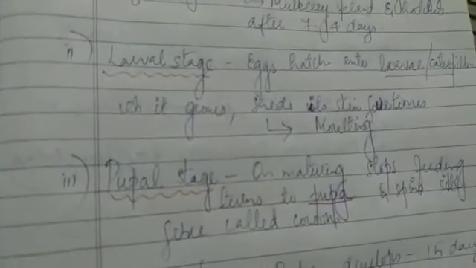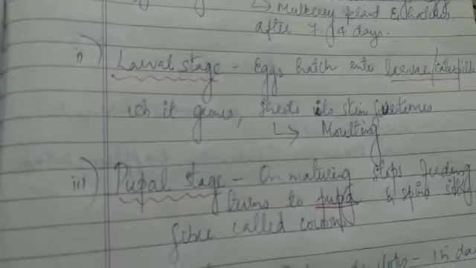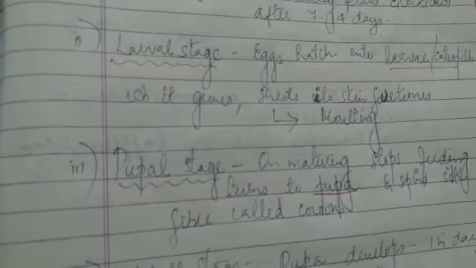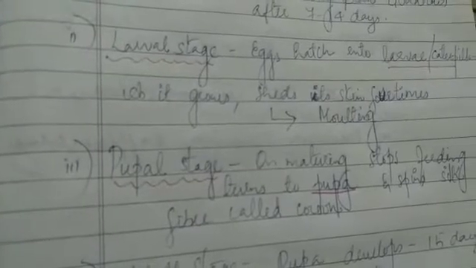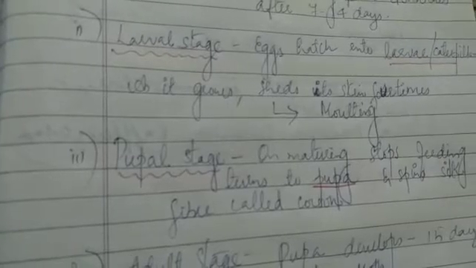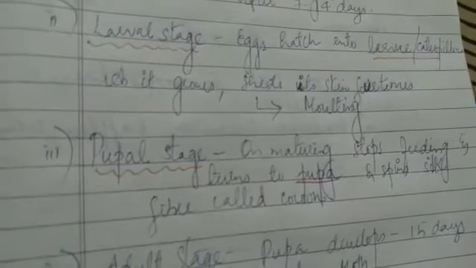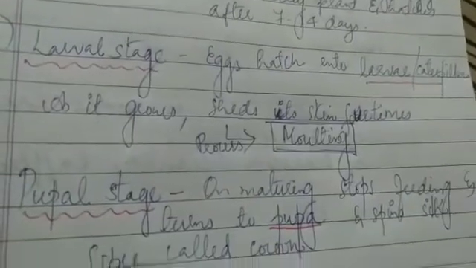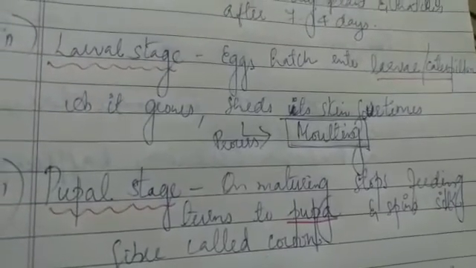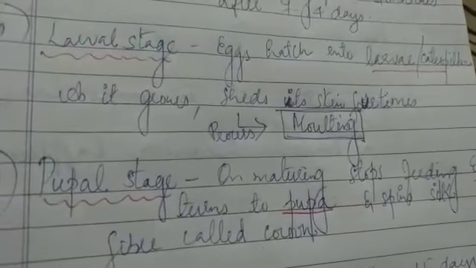And next comes the second stage, the larval stage. So here the previously laid eggs will hatch and convert into larvae or caterpillars. They will feed on mulberry leaves and grow for 3 to 4 weeks. Then there will be a process called molting. During this process, the caterpillar will shed its skin 4 times, and it grows bigger in size, and so this process is called molting.